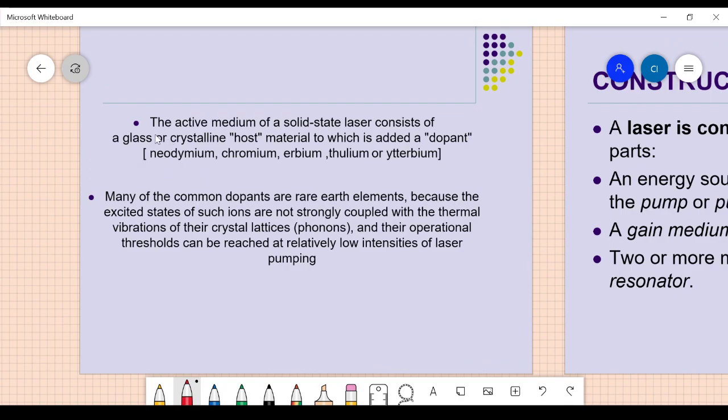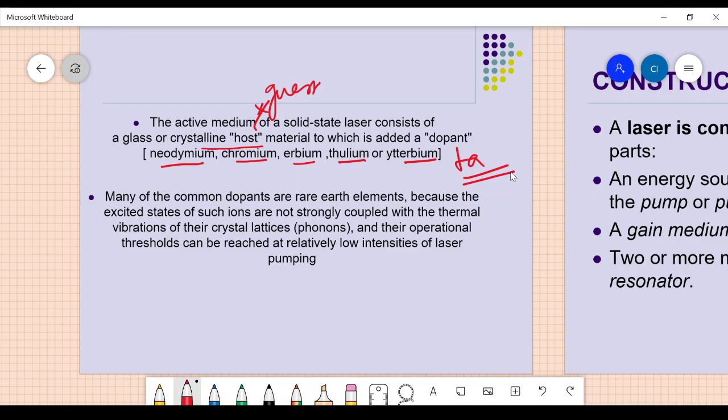The active medium of a solid state laser consists of a glass or crystalline host. Host is the opposite of guest; a host is capable of giving, while a guest is used. A dopant is a material added to the host, such as neodymium, chromium, erbium, thulium, and ytterbium. Again, these are the lanthanides in our periodic table.